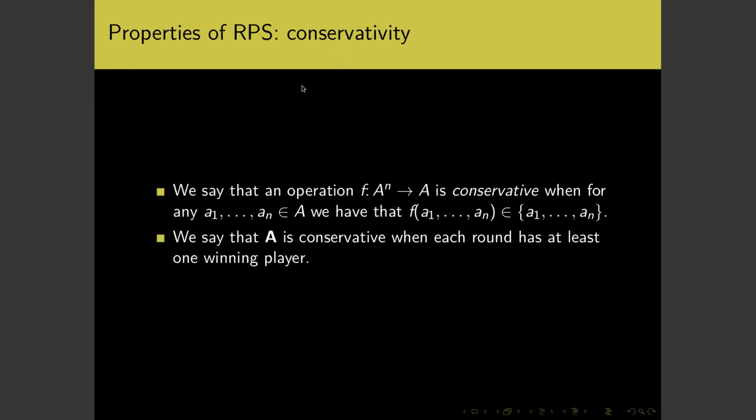Okay. So the first property that's nice that rock, paper, scissors has is that the basic operation of the rock, paper, scissors magma is conservative, which means that if I take any n-tuple of things from my universe A, then f of A1 through An is actually one of those A1 through An. And so thinking of this in terms of the associated selection game, we say that A is conservative when each round has at least one winning player, which is what we would like in a game. I mean, tying is one thing, but we don't want to have a game where everyone loses. That's not what I wanted in any case.